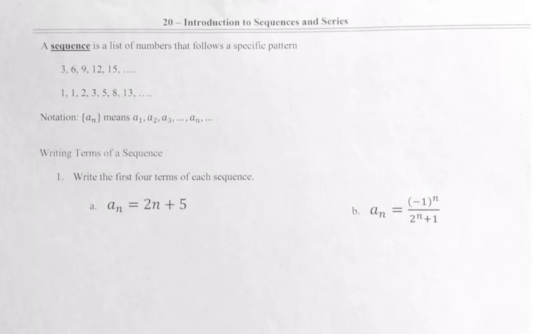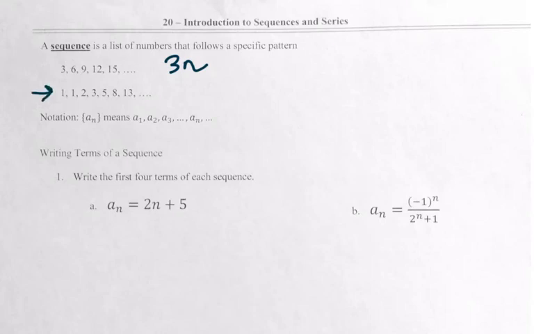First thing we're going to start with is just understanding what a sequence is. A sequence is a list of numbers that follows a specific pattern. In this case, we have this sequence right here: 3, 6, 9, 12. You can see that they're adding 3 each time. You could think of this as the pattern is 3n, okay? Because if n is 1, 1 times 3 is 3, n is 2, 2 times 3 is 6, and so on.